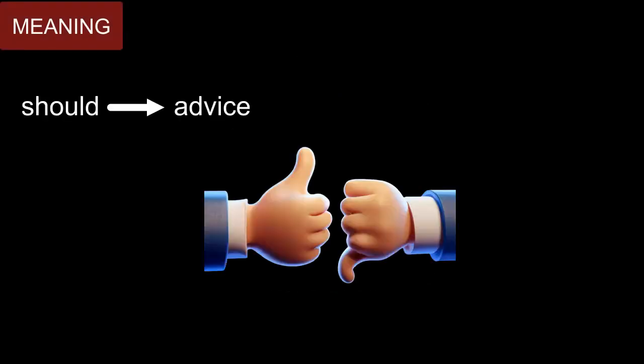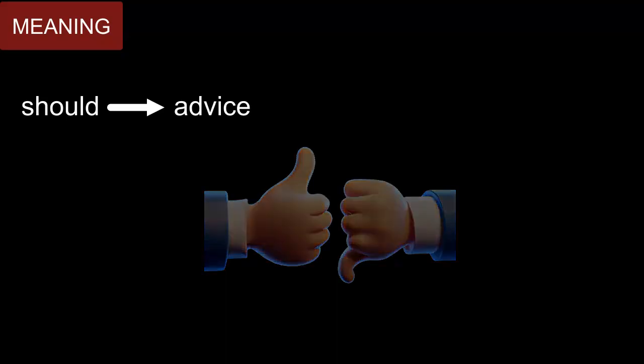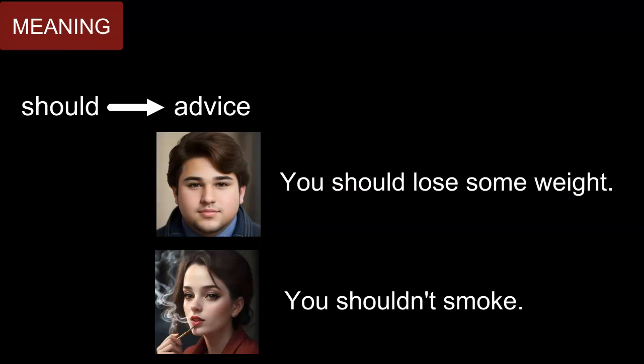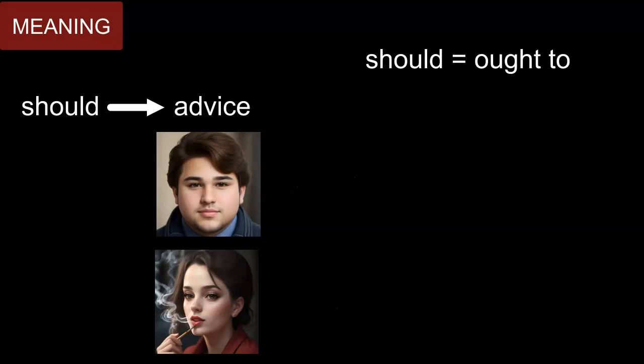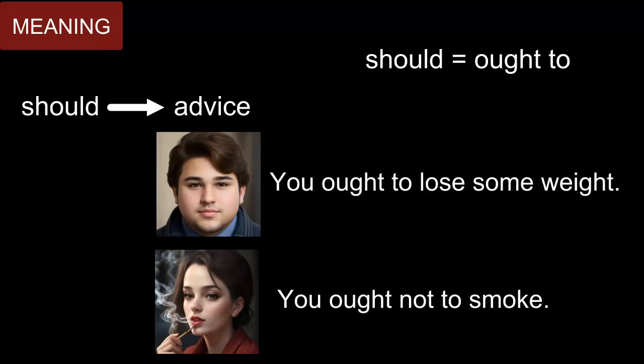Now let's see how to use these verbs. We use should to give advice or our opinion. It's less strong than must and have to. You should lose some weight. You shouldn't smoke. We can use ought to in exactly the same way. You ought to lose some weight. You ought not to smoke.